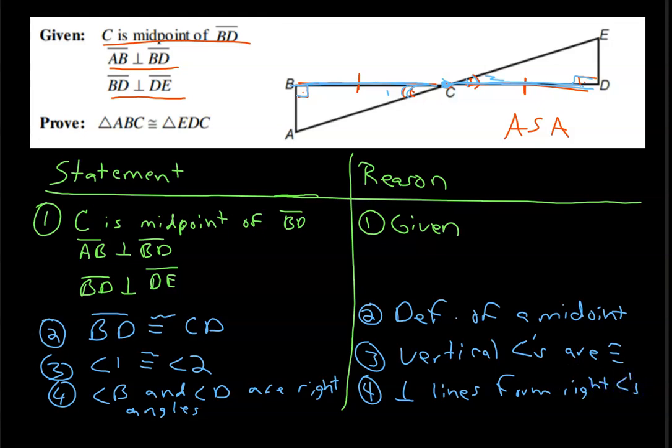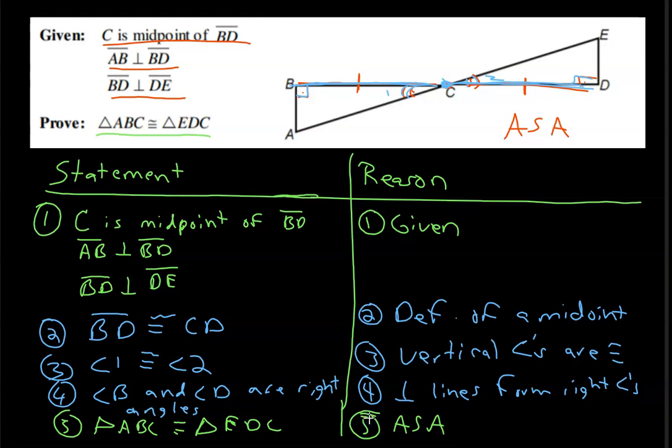And so my final step would be saying that we wanted to prove these two triangles are congruent. So triangle ABC is congruent to triangle EDC. And the reason why we said so was angle side angle. So we just proved those two triangles are congruent.